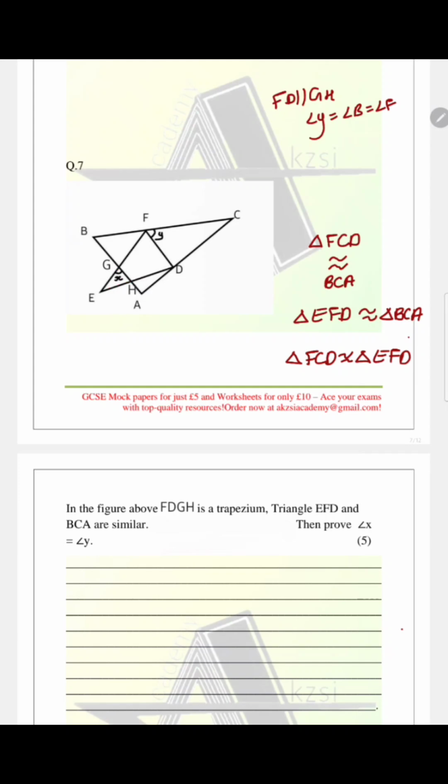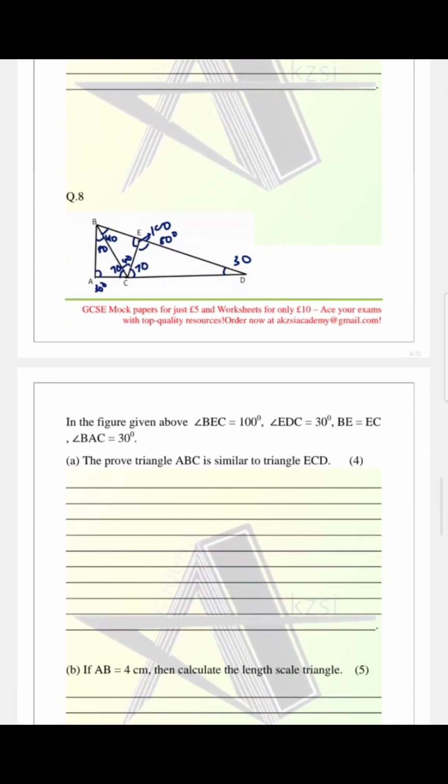Now we have to see triangle FCD, that means this triangle, and triangle EFD, these are similar finally. So I can say that this angle is clearly equal to this angle, and this angle is equal to this angle, and hence we can prove angle X is equal to angle Y because these two are similar. So I can say hence angle CFD is equal to angle HGE, which is X equal to Y, and these two angles are equal. But as I said, it's a geometric proof, you have to give reasons. Moving on to the next question.